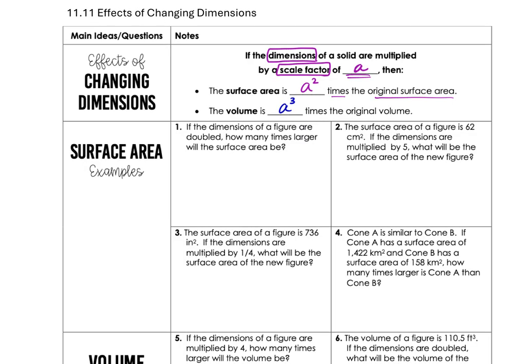Okay, so let's start with some surface area examples. This says if the dimensions, remember dimensions are scale factor, so that's your A, if you will, are doubled. So if your length is doubled and your width is doubled and your height is doubled, the dimensions of a prism, or your radius, if you're talking about a sphere or cylinder, if the lengths are doubled, what do you think happens to your surface area? How many times bigger is it?